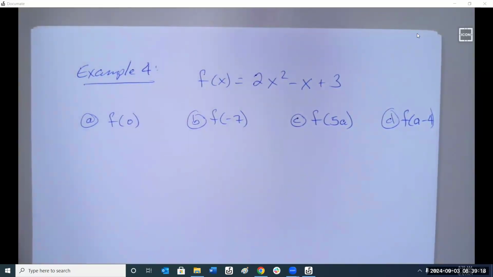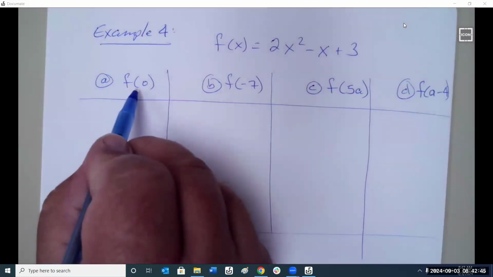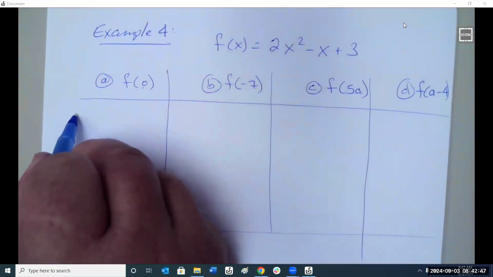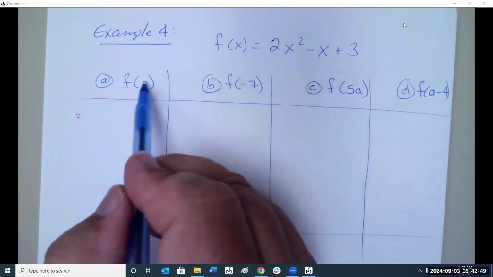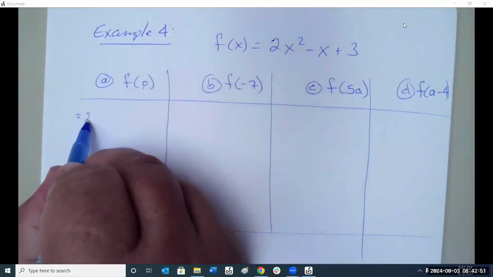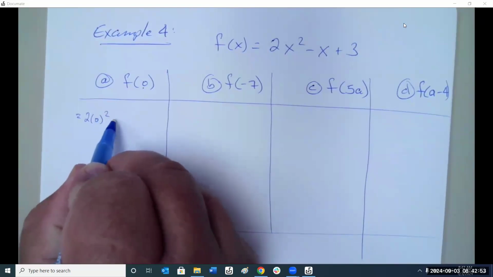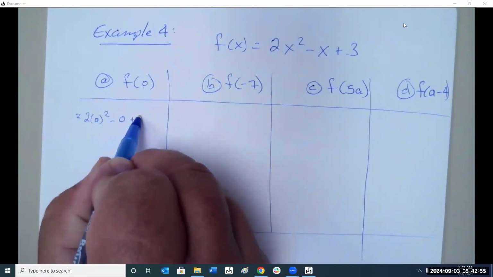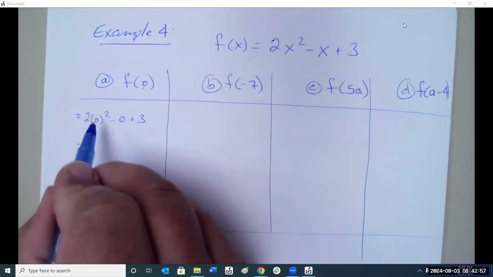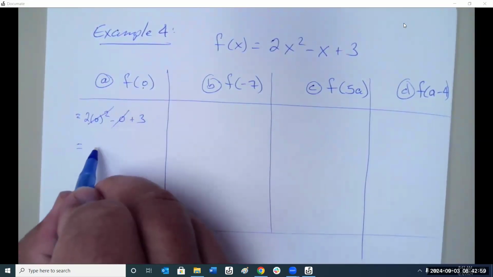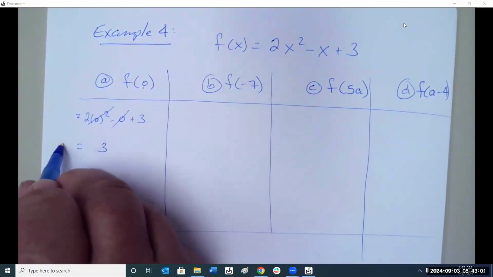So go ahead and try to work these out. So this one tells us anywhere we see x, put a 0. So we have 2 times 0 squared minus 0 plus 3. That's 0, that's 0, so it equals 3.